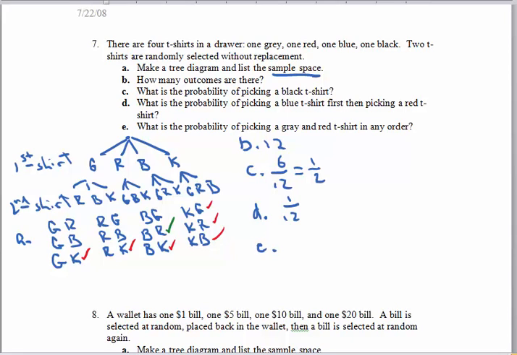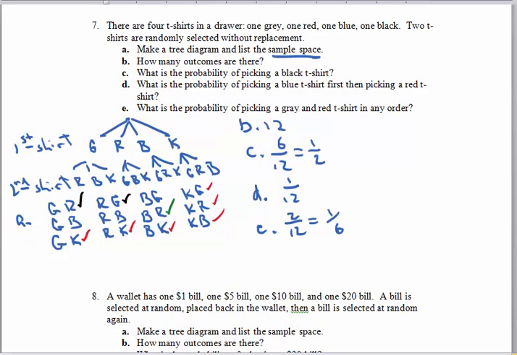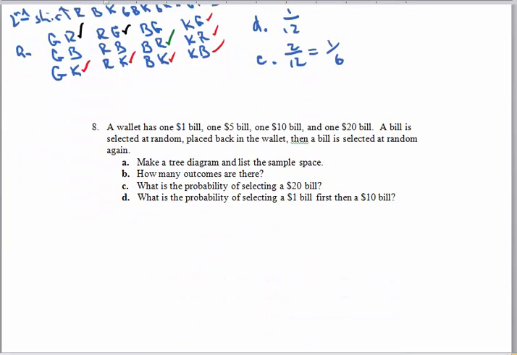And then E, what's the probability of picking a gray and red t-shirt in any order? So that means it could be gray-red or red-gray. So here's your gray-red. Here's your red-gray. So in this case, that's going to be 2 out of 12, or 1/6. Okay. So it's nice when you have the sample space there, because then you can just use the sample space to answer all the probability questions. Alright.